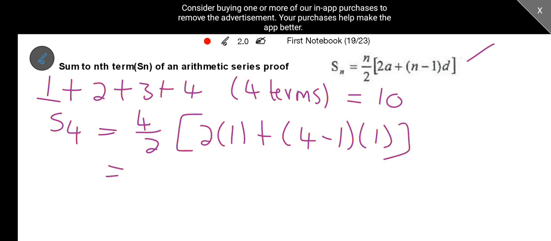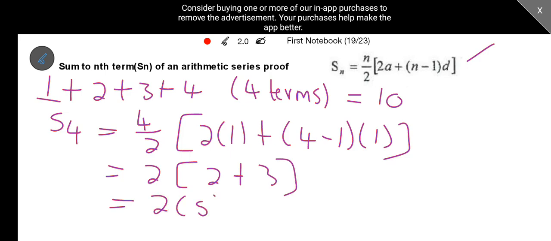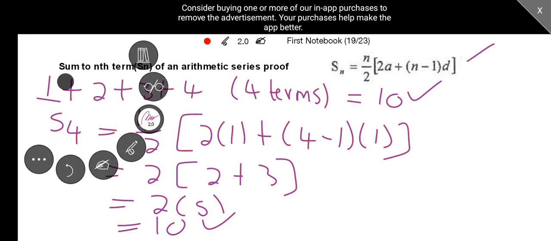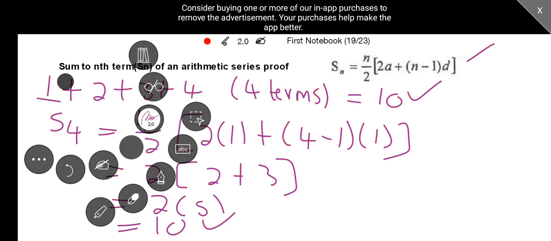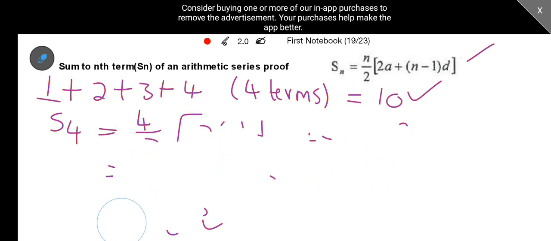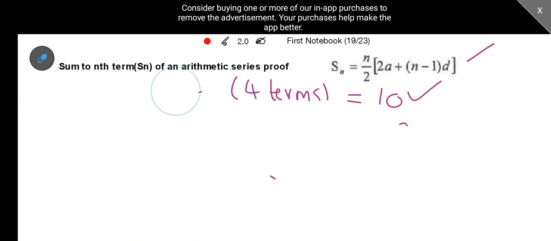Now, 4 over 2, that's 2. 2 times 1, that's 2. Plus 4 minus 1 times 1, that is 3. And then we have 2 multiplied by 5, and that gives us 10. You see, we get the same answer, either doing it manually or using the formula. But we have a formula which can help us simplify things. This is the formula which we'll be using to find the sum to any number of terms in an arithmetic series.